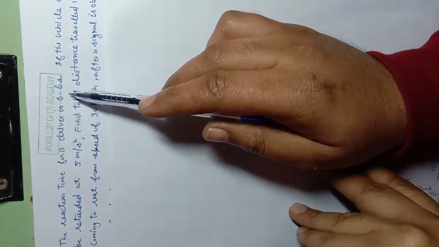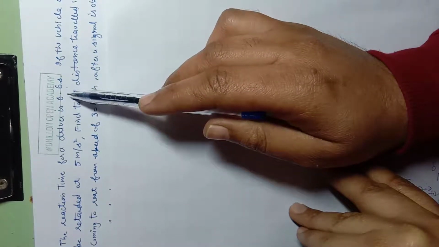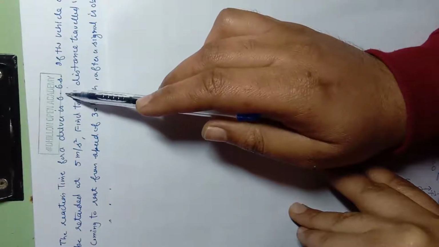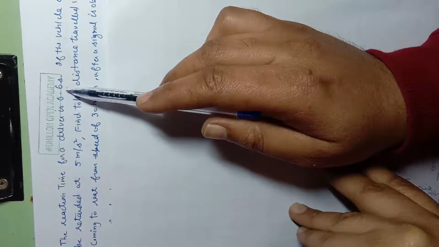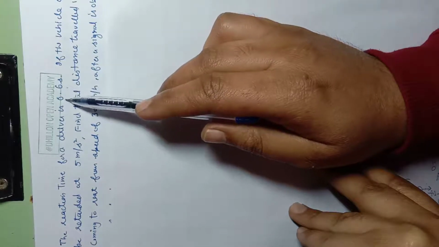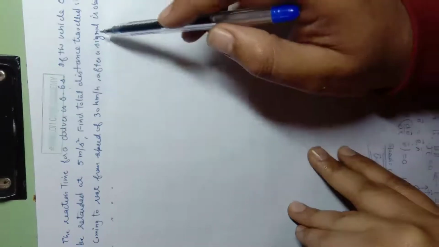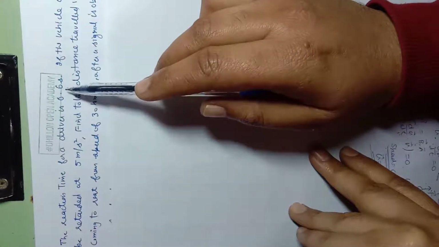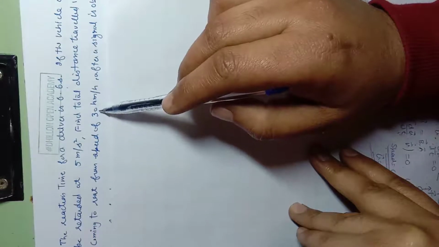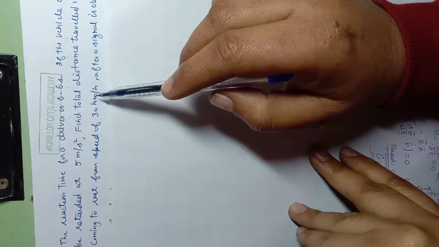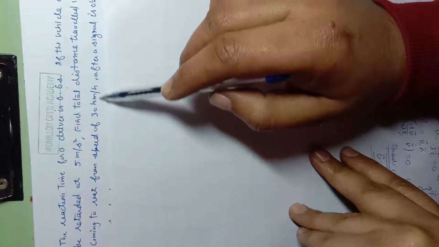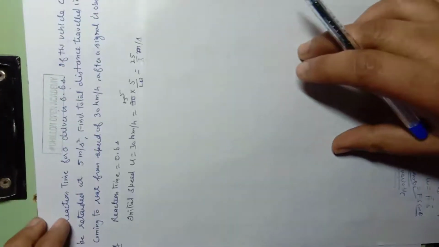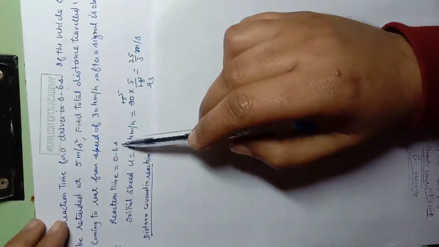Reaction time of 0.6 seconds means that after observing the signal, the driver will take 0.6 seconds in order to apply the brake. That means brake will be applied after 0.6 seconds when the signal is observed. That means during this time also the driver will be moving with the speed of 30 km per hour. So the vehicle will cover a certain distance with this much speed in this much amount of time interval. So reaction time is 0.6 second.